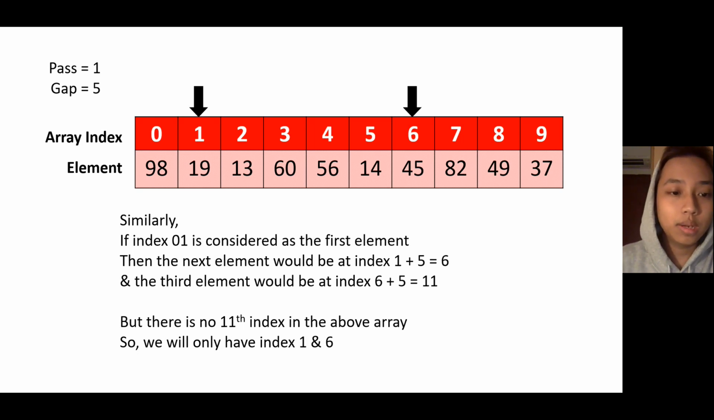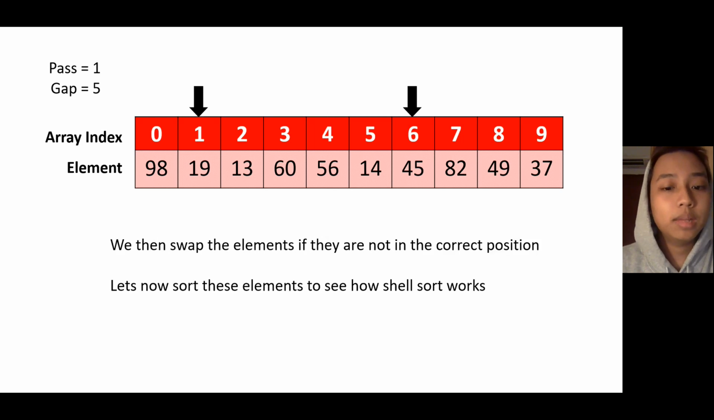Similarly, if index 1 is the first, then the next element will be 5 after, which would be the element at index 6. And the one after that will be the 11th one. However, there is also no 11th, so we will only have index 1 and 6. We then swap the elements if they are not in the correct position, such as this one and this one.